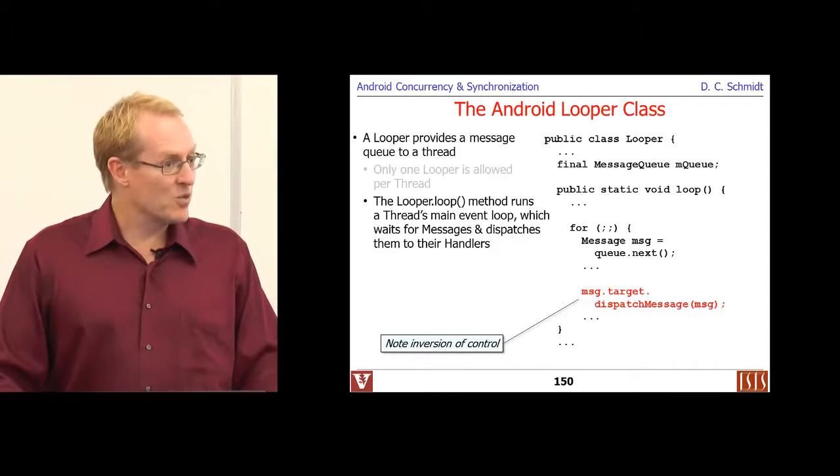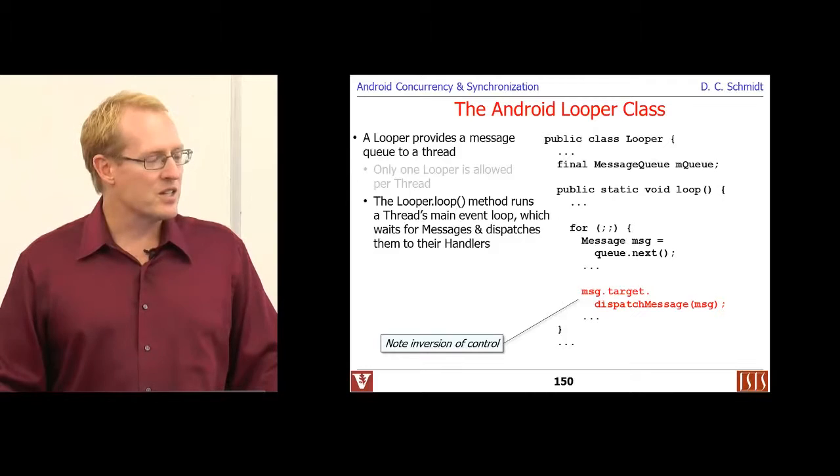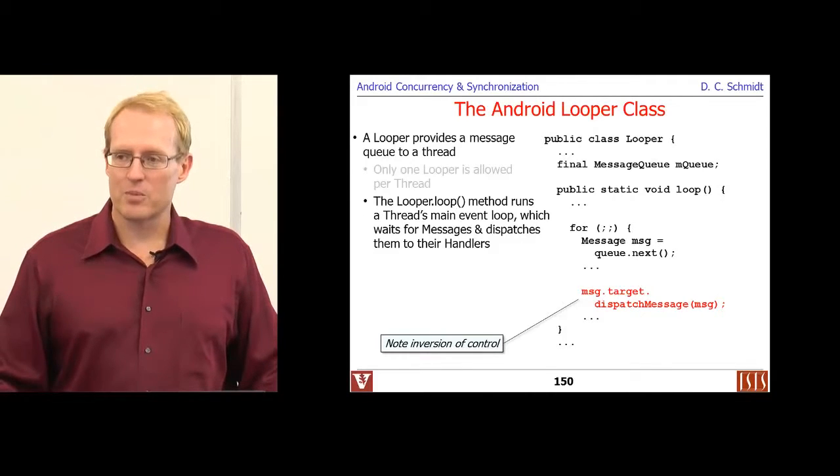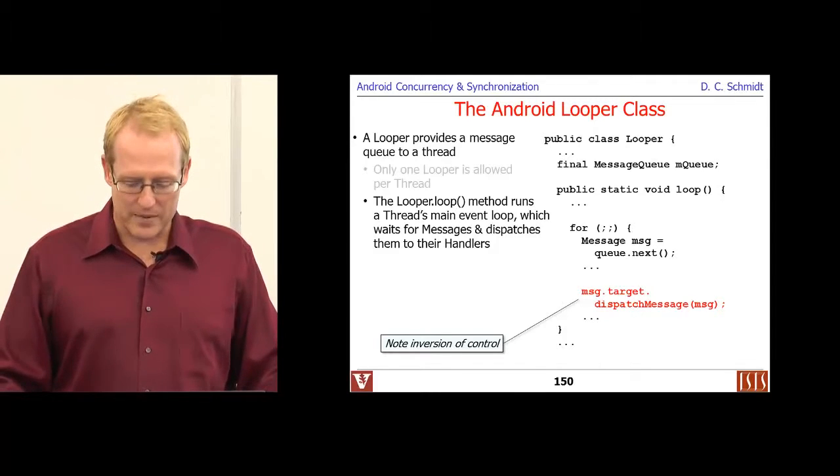Once you've gotten the next thing to do, the looper's loop method goes ahead and dispatches the handler for that particular kind of looper. And we'll look later and see what handlers can do and what their behaviors will be like.